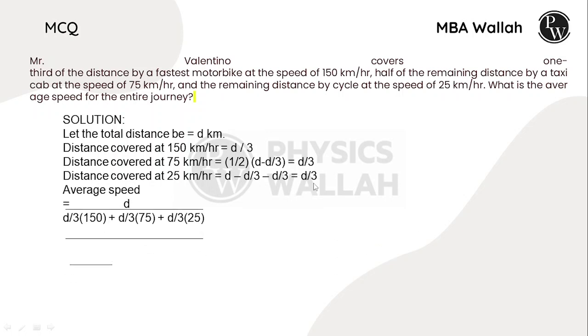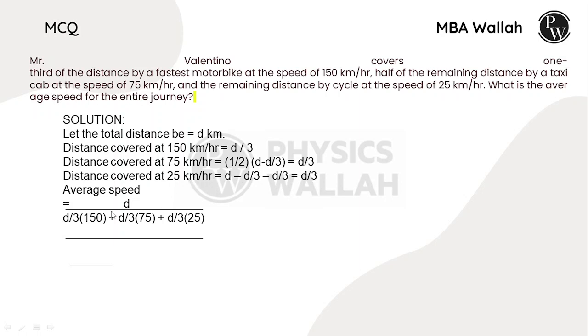So the average speed of the entire journey will be the total distance by the total time taken. The total distance is D kilometer and the time taken to cover D by 3 distance is D by 3 into 150 km per hour speed. Time taken to cover D by 3 distance will be D by 3 into 75 km per hour, and time taken to cover the remaining distance will be D by 3 into 25 km per hour.